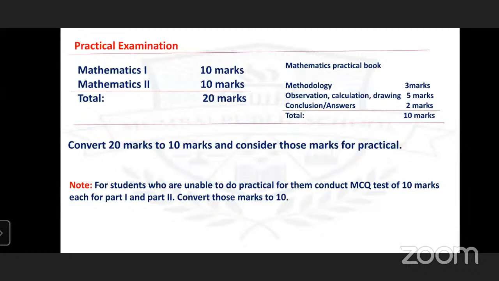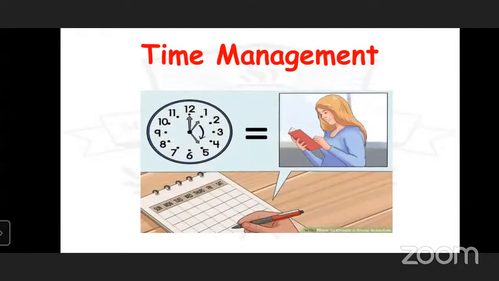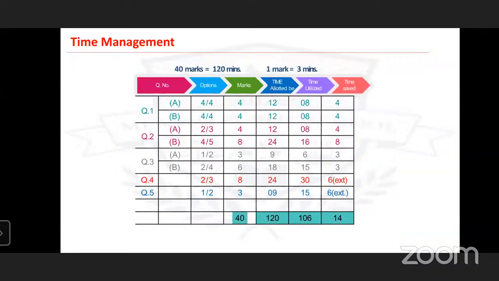Okay, students. Now the next part, that is time management. During our examination, proper time management is very, very important. Here the marks are 40 and the duration of time is 2 hours. That means 1 hour is equal to 60 minutes, so 2 hours is equal to 120 minutes.